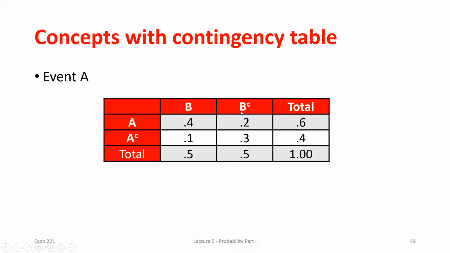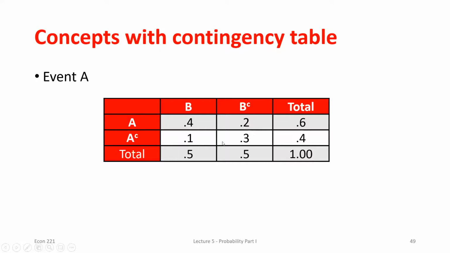So the next thing I want to introduce today that we're going to be using a lot more next week are these contingency tables, right? So the way that we read these contingency tables is the totals represent the probabilities of whatever the row or column heading is. So the probability of A is 0.6. The probability of A complement is 0.4. The probability of B here is 0.5, and the probability of B complement is 0.5. So those totals represent the probabilities of just the events themselves.